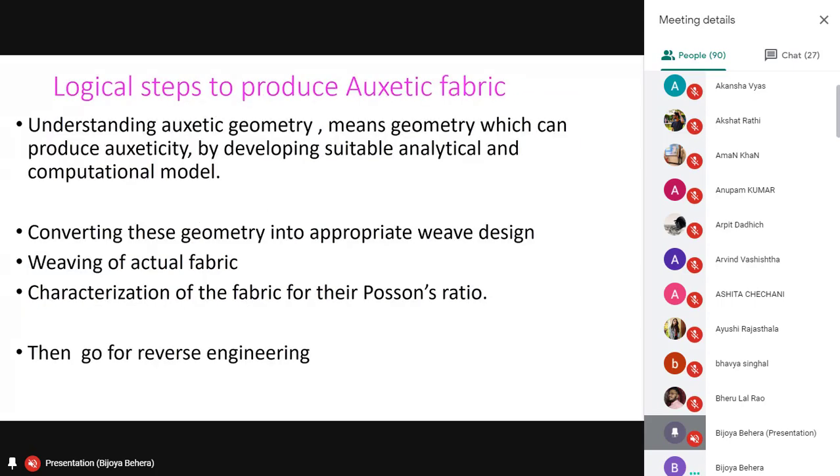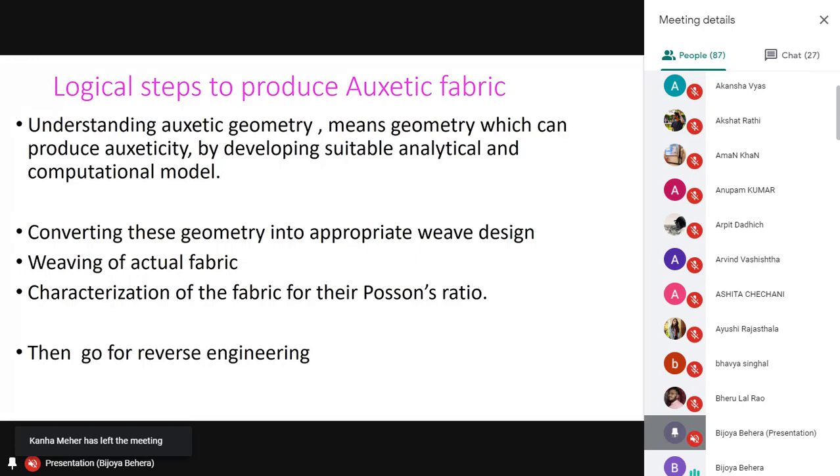So, the logical steps to produce auxetic fabric. First, understanding auxetic geometry, meaning the geometry which can produce auxeticity. Auxeticity is nothing but NPR, negative Poisson's ratio. You can find out this value in two ways, either by a suitable analytical model, two examples of which I have shown you. Or if you have a very complex geometry, very difficult to solve by geometrical formula, you can do it by a computational model. That means you can develop computer programming from which you can find out what the NPR value will be. This is the other method. Today I will show you both the computational method as well as the mathematical method.